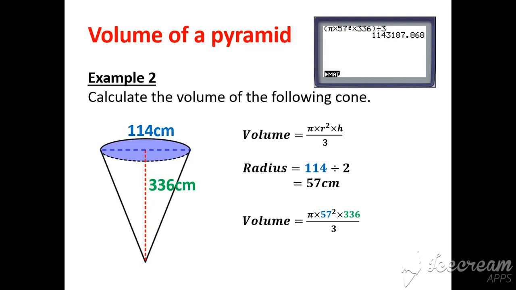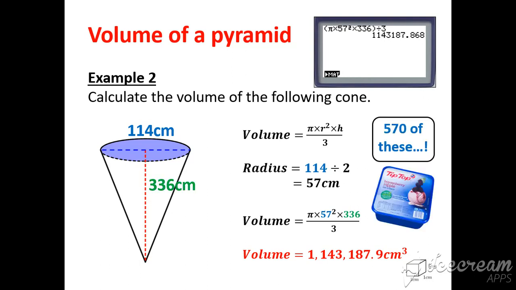So this is how I've punched it into my calculator, and I've managed to come up with this crazy answer, which is 1,143,187.9 centimeters cubed. I've chosen to round my answer to 1 decimal point. Now that is equivalent to 1,143,187.9 of those little cubes, and it's also equivalent to about 572 litre tip-top ice creams.